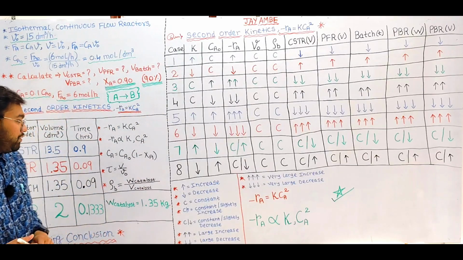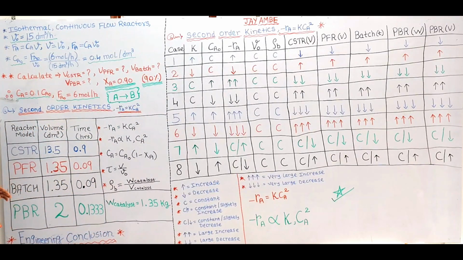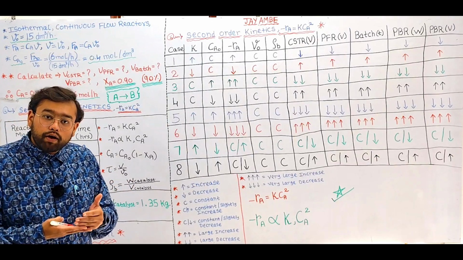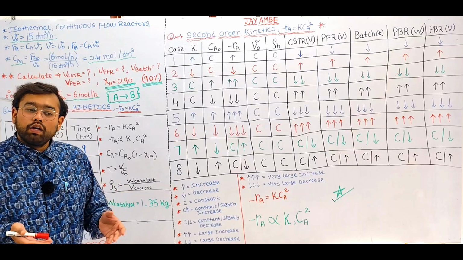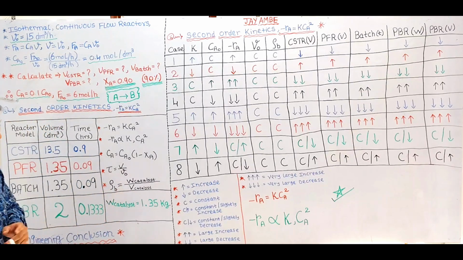I hope you understood. Now let's say, what if instead of CSTR and PFR, what if I use a batch reactor? Then how large a volume of batch reactor do we require? What will be the reaction time in order to achieve the desired conversion, right?